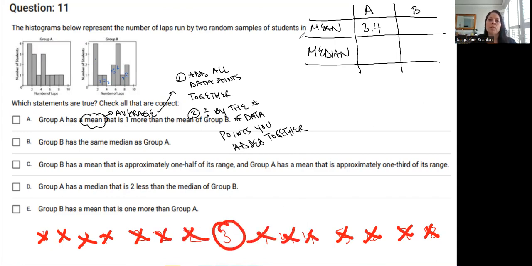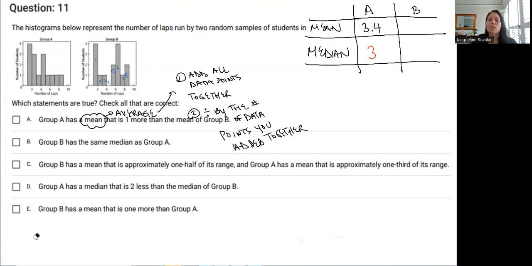And my middle number is 3. So the median of group A is 3. All right, I'm going to now do the exact same process for group B. I have to find the median and the mean. I'm going to have to go to the chart and figure out what numbers to write down. So I'm kind of starting all over.